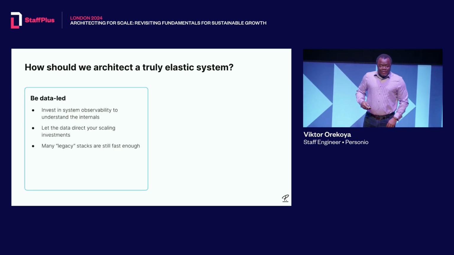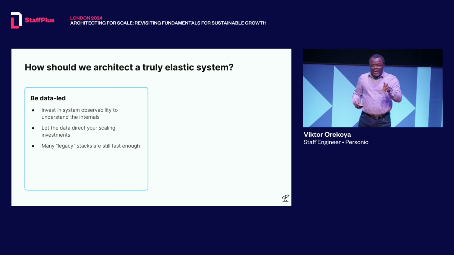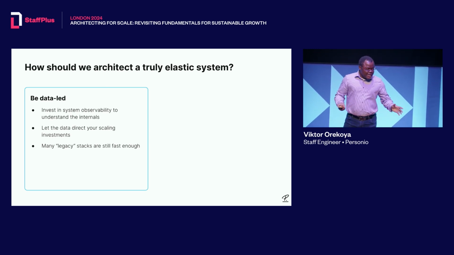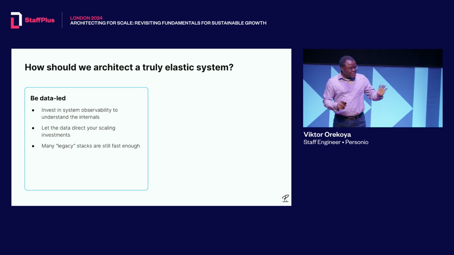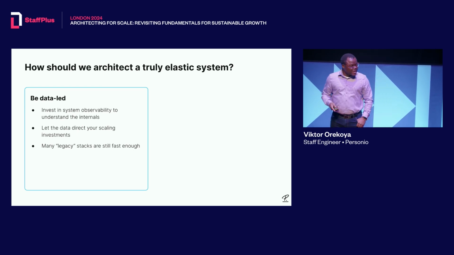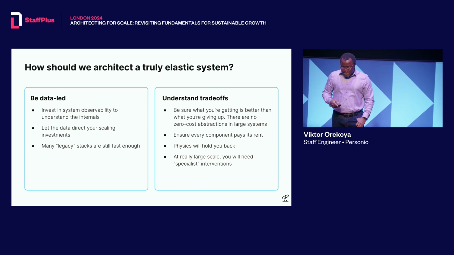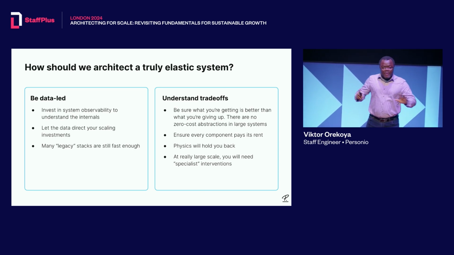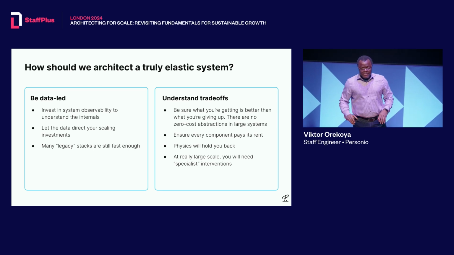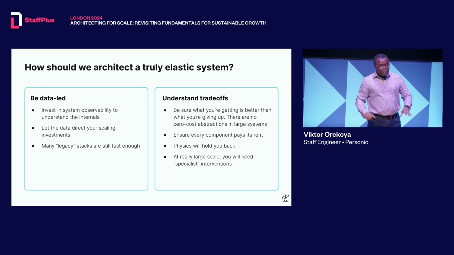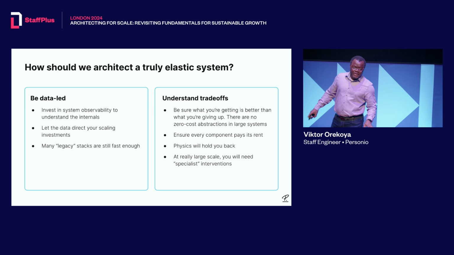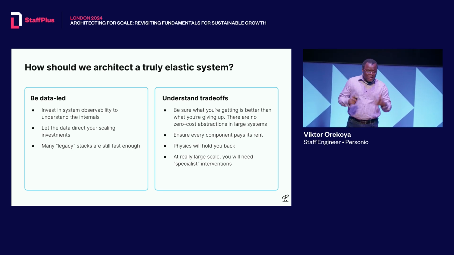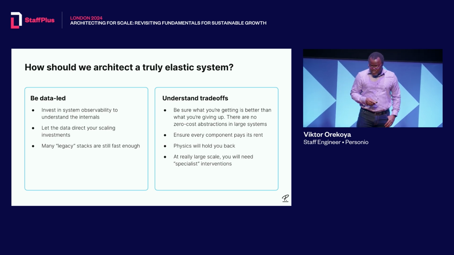Now, be data-led. Use the data coming out of your system to inform your scaling investments. Don't make assumptions about this part would scale and that part wouldn't scale. Actually look at what the data is telling you. And then understand the trade-offs. The way I like to put this is there are no zero-cost abstractions in large systems. Anything that you deploy, whether you use it or not, you will pay for it. You will pay for it in complexity, in hosting costs, and in so many other ways.